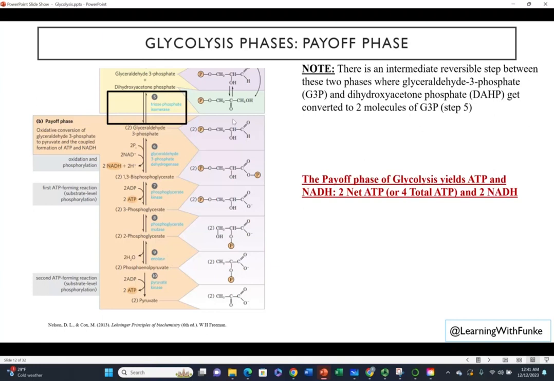Okay, so once we finish marking the end of the preparatory phase, like I said before, this fifth step leads us from the preparatory phase into the payoff phase. And so you see here that's catalyzed by this TPI enzyme, where we go from G3P and DAP, and then we pretty much make 2 G3P molecules. And the payoff phase of glycolysis pretty much yields the ATP and the NADH in glycolysis.